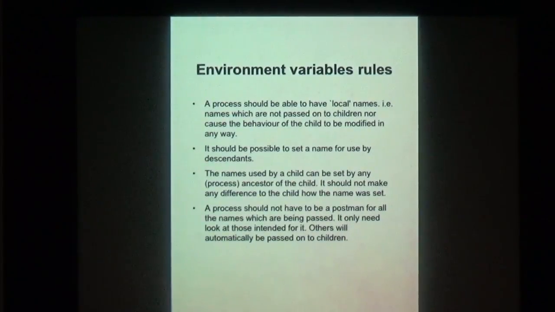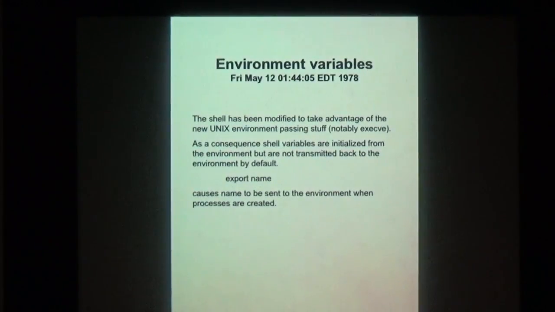And of course, the last comment here is that the process shouldn't have to be a postman for all the names that are in the environment. Meaning, if you're sitting there in a process and there's a context with name and value pairs, you shouldn't have to know what they are to pass them on to the next guy. Otherwise, it's crazy. You can't write code like that. So this is how long it took to get this into the system. And in the end, it just says, as you can see, we modify the shell to take advantage of execve, which is what the exec call ended up being.